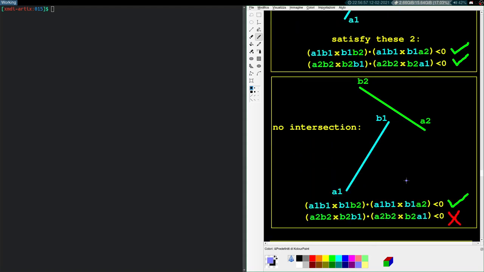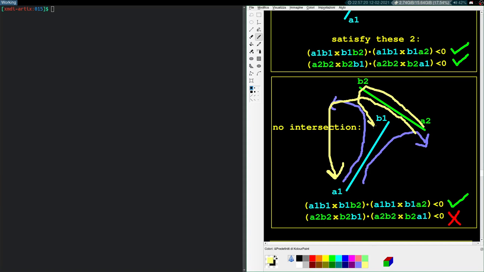But here's an example of that not being the case. So as before, this and this are opposite directions of right-hand rule curl. However, let me change colors. This and this are the same direction of right-hand curl. So this lower expression evaluates to false, and then you do not have intersections of these line segments.